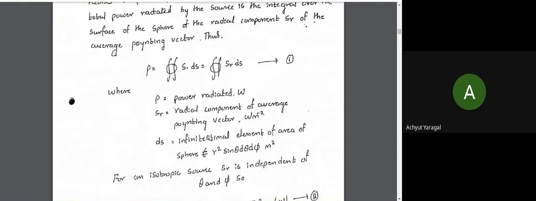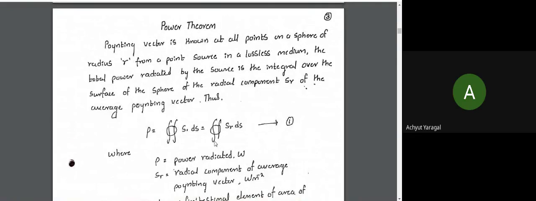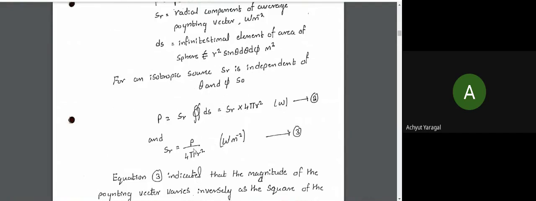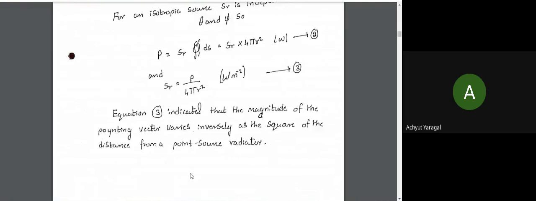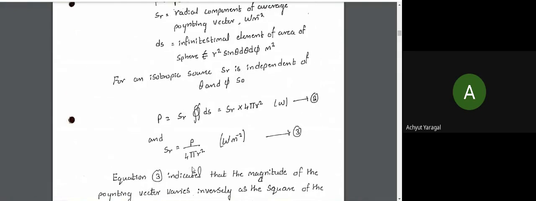So the power theorem says the total power radiated by the source is equal to the integration of the radial component, considering that the radial component is independent of theta and phi. That is given by SR equals P divided by 4 pi r square, or P equals SR into 4 pi r square, with SR in watts per meter square. This is how we can explain the power theorem, which is going to be asked for 5 marks in the exam.